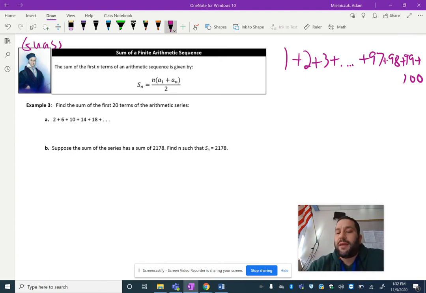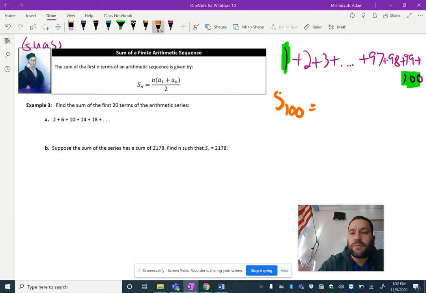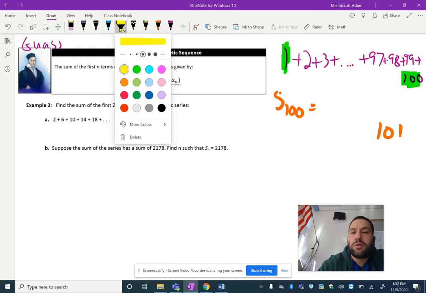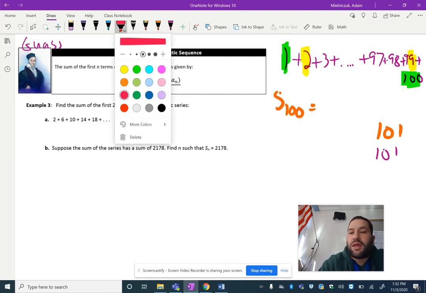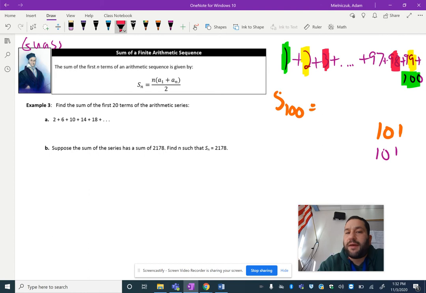So what did Gauss do? Well, Gauss was able to figure out that the sum of the first 100 numbers is the following. Look at this. If I add 1 and 100, I get 101. If I add 2 and 99, I get 101. If I add 3 and 98, you guessed it, I get 101. So what he found is that 101 kept showing up over and over and over.